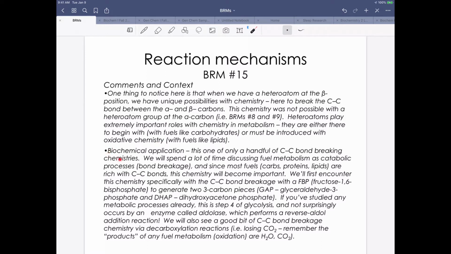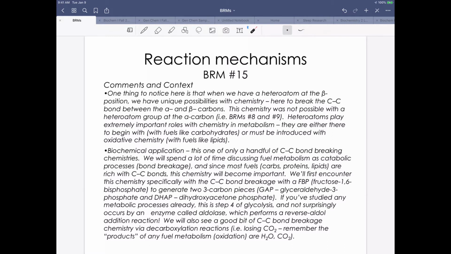So again, applications that we're going to talk about here. These are really the only two mechanisms that we're going to talk about right now that have to do with either carbon-carbon bond breaking or making chemistries. So this is an important carbon-carbon bond breaking chemistry. We'll spend lots of time at the end of this semester and all through next semester discussing fuel metabolism as catabolic processes, so breaking bonds. Most fuels, carbs, proteins, lipids, are very carbon-carbon bond rich. This is going to be chemistry that's really important to understand.